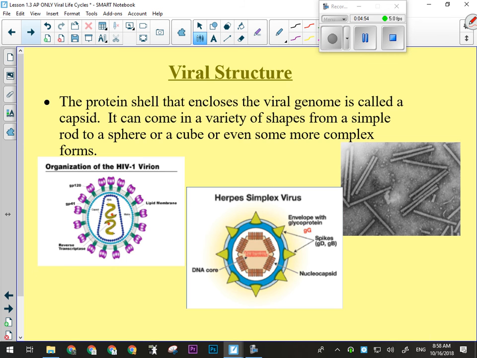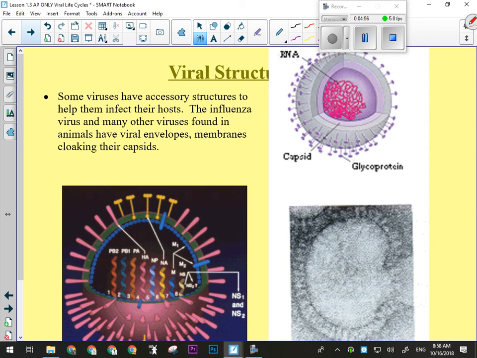Now, some viruses have these accessory structures. That's the glycoproteins and the membranes that essentially cloak them from your immune system. The only way your immune system finds a virus is by the protein shell. It can recognize that that protein is not something present in your body normally and will treat it as a foreign body and attack it. The problem is viruses are very small, and when you're sick, very, very numerous. And it is very hard for your body to get rid of them all.